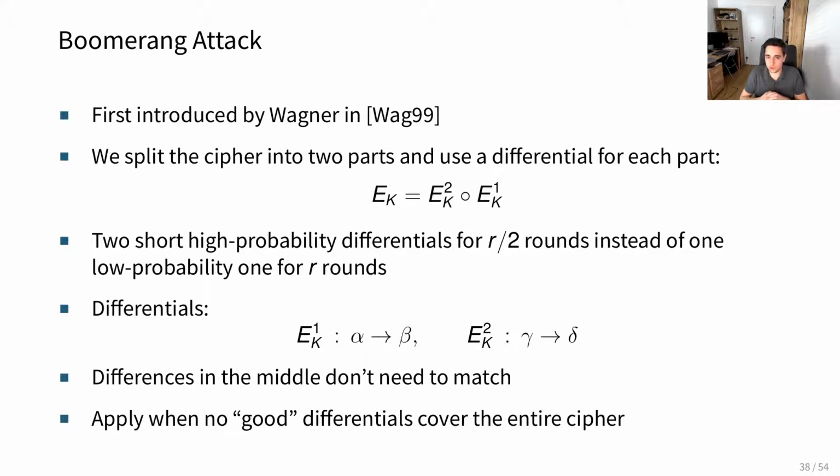It was first introduced around 20 years ago, and the general idea is, if we have some trail, for instance a differential which covers the whole cipher but has a very low probability, maybe we can somehow split it in two differentials for two parts of the block cipher, and then combined they have maybe a higher probability. So that's the idea of the boomerang attack. And as the name suggests, we will in some way go down and then back up again. And we'll see this also on an example here.